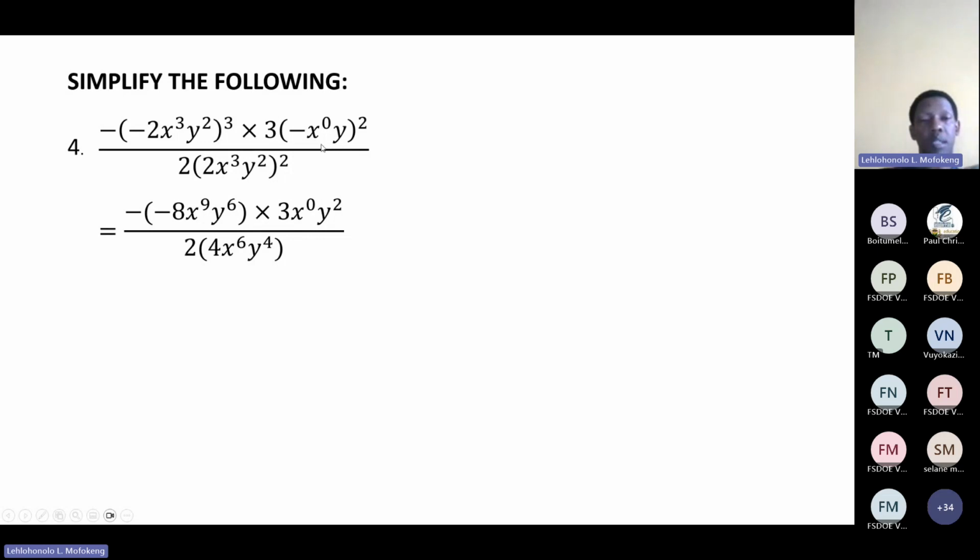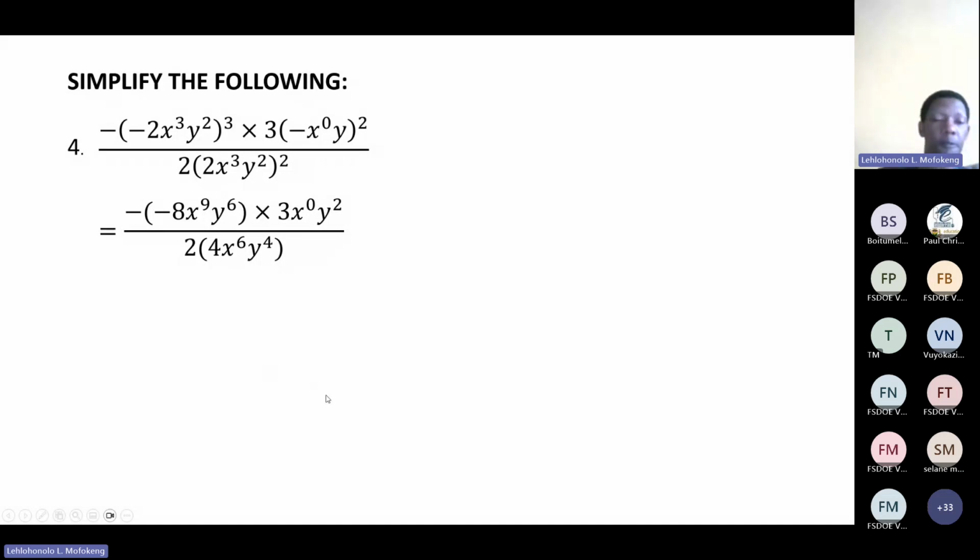Right, and then go into the next one, multiplied by 3 into negative x to exponent of 0 y, all raised to exponent 2. 3 is not part of the brackets, so we keep 3 as it is. X to exponent of 0, it will be 0 times 2, it will give us 0. 1 times 2, it will give us 2. All divided by, we keep 2, and then we raise 2 that is inside the brackets to 2, it will be 4. X to exponent of 3, 3 times 2, it will be 6. Y to exponent of 2, 2 times 2, it will be 4.